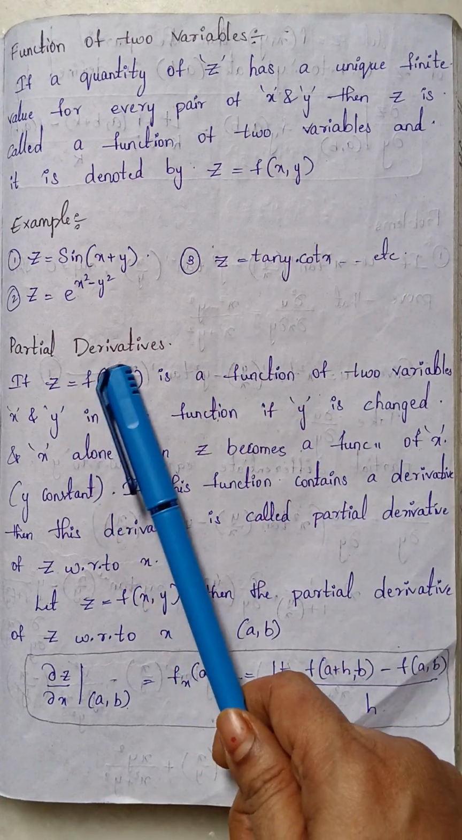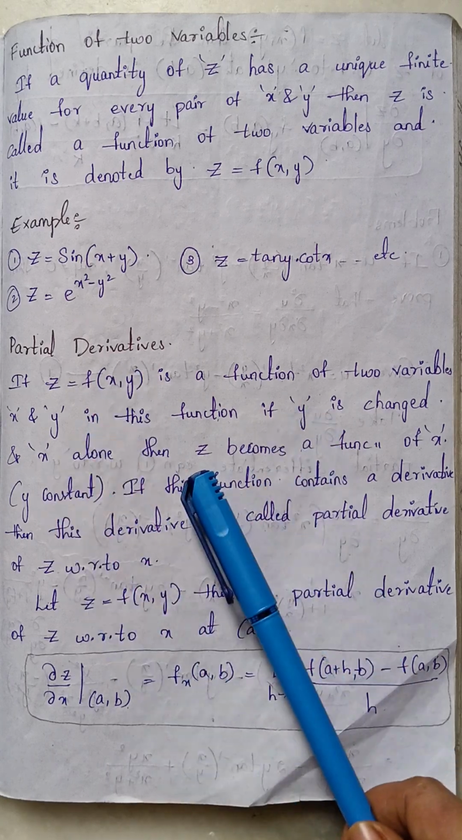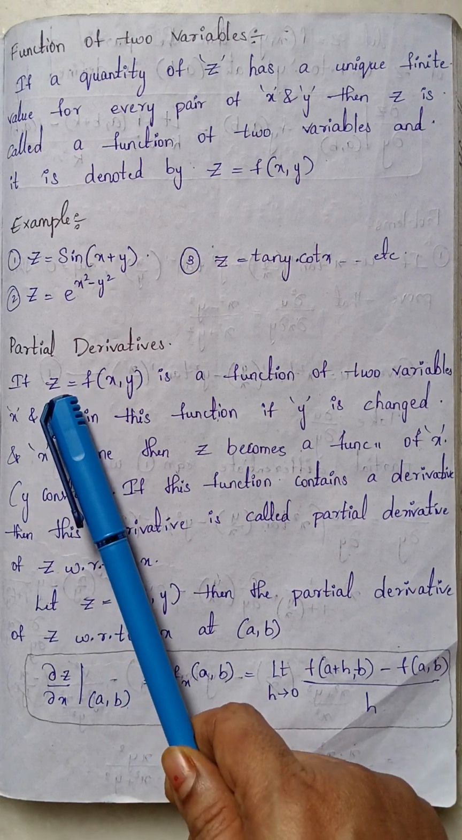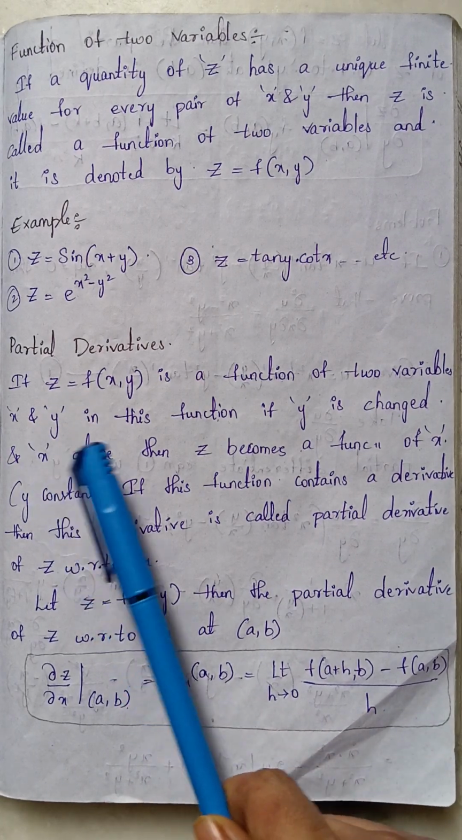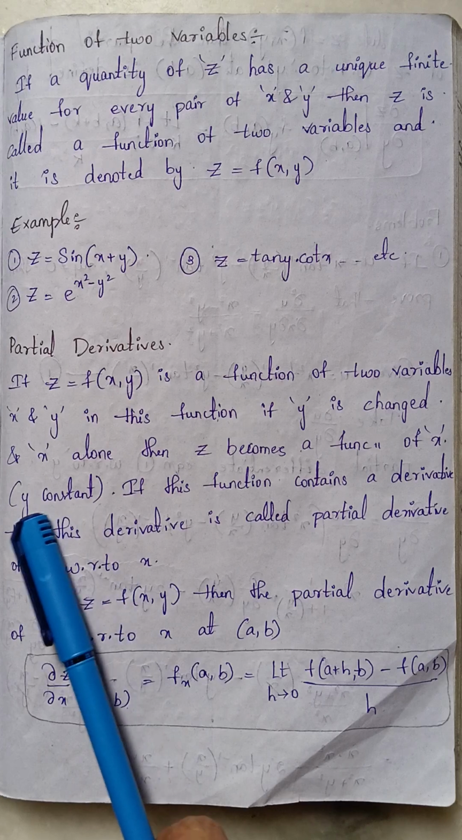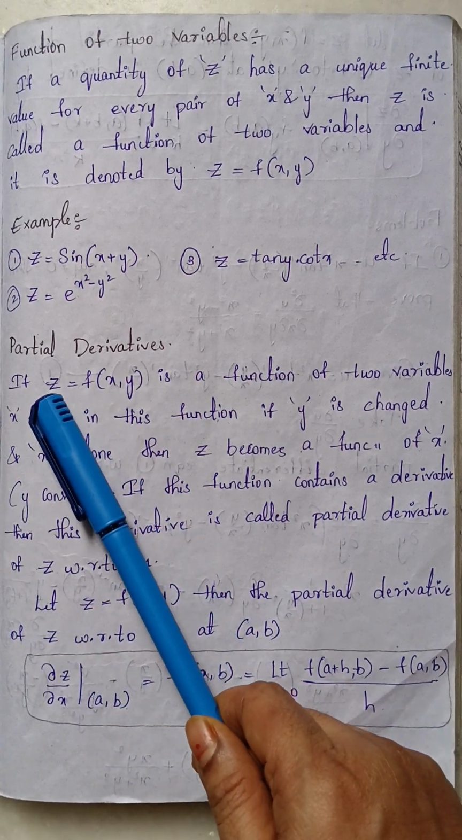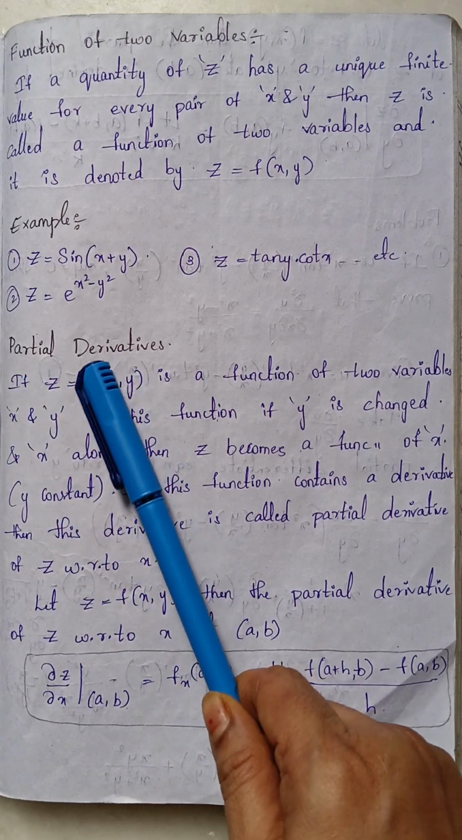In this case, how do we do partial differentiation? Suppose you take the partial differentiation of z with respect to x, then we take y as constant. Similarly, when we take the differentiation of z with respect to y, x is taken as constant.